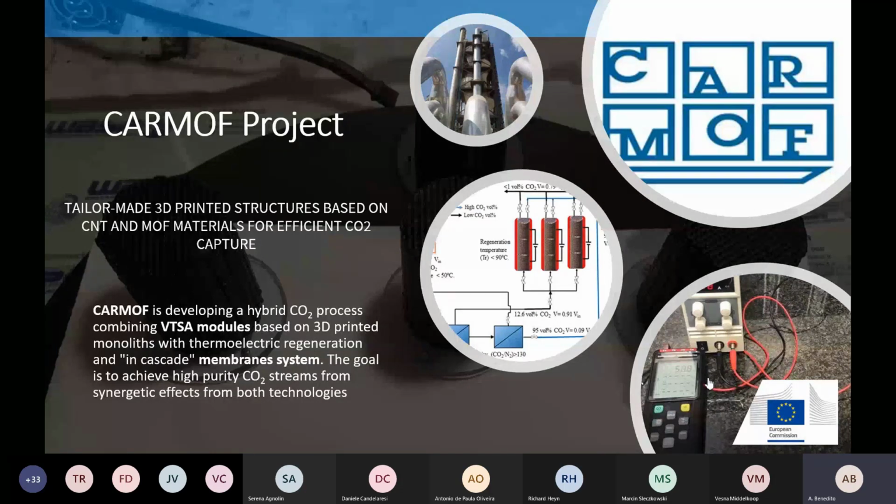As a result of the Carmos project, we want to develop and build 2 different pilot plants in the facilities of our end users, with a capacity of up to 350 tons of CO2 capture per year. And we are at this moment at the most critical point, because we are developing the construction and building of both pilot plants.